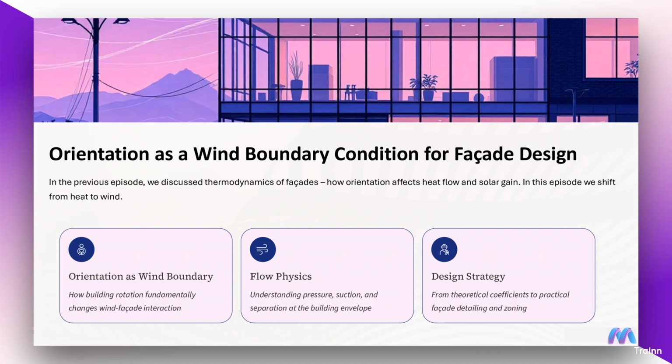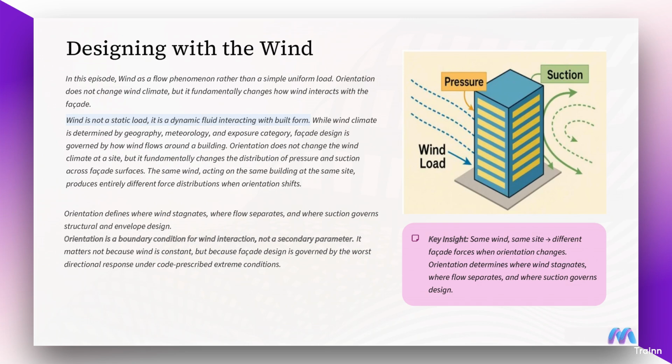Flow physics: understanding pressure, suction, and separation at the building envelope. Design strategy: from theoretical coefficients to practical facade detailing and zoning. Designing with the wind. In this episode, wind as a flow phenomenon rather than a simple uniform load. Orientation does not change wind climate, but it fundamentally changes how wind interacts with the facade. Wind is not a static load, it is a dynamic fluid interacting with built form.